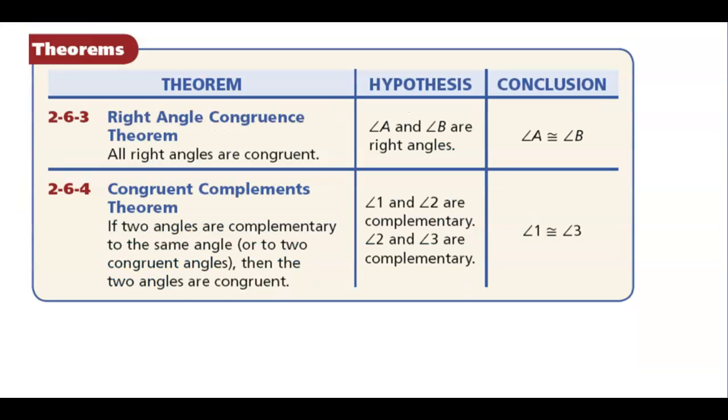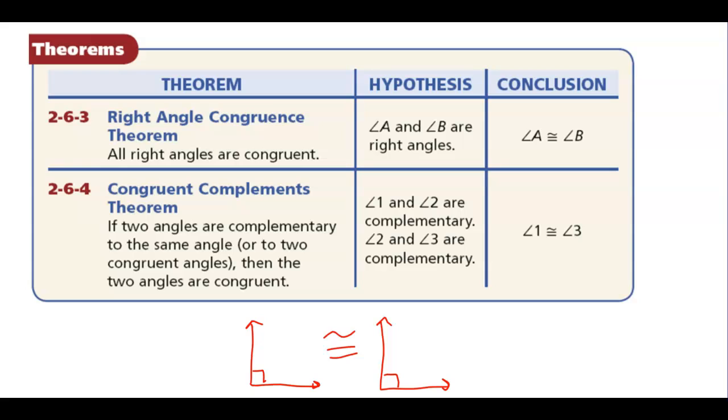The next one, the right angle congruence theorem. It's pretty obvious. Basically, it says if you have two right angles, then they are congruent to each other. It's kind of like a duh theorem. If we have two right angles, obviously we know a right angle measures 90 degrees. And if they both measure 90 degrees, then they are congruent. So it takes one step out of the mix.